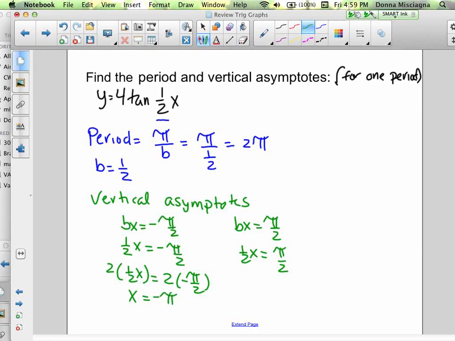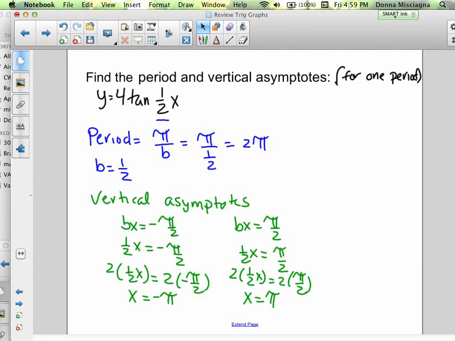Same thing over here. So 2 times 1/2 x equals 2 times pi halves. 2 and 1/2 cancel, that's x. The 2's cancel, and that's pi. So we have x equals negative pi and x equals pi are the two vertical asymptotes. And notice that if I go pi to the right and pi to the left, the distance between those is 2 pi.